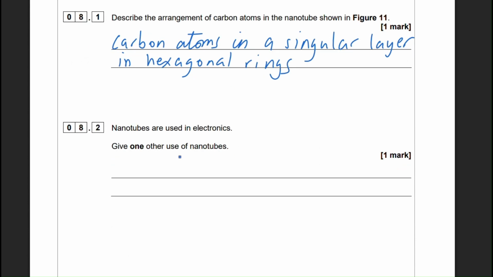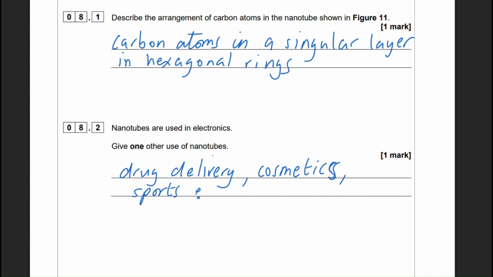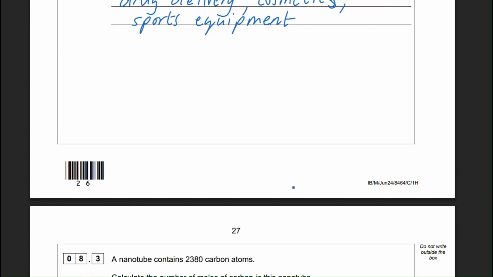Nanotubes are used in electronics. Give one other use of nanotubes. I'm going to say drug delivery. There are other uses. Another common one is cosmetics, sun creams and things like that, and also sports equipment, because they're lightweight and they are strong. Any of those three are the most common ones.